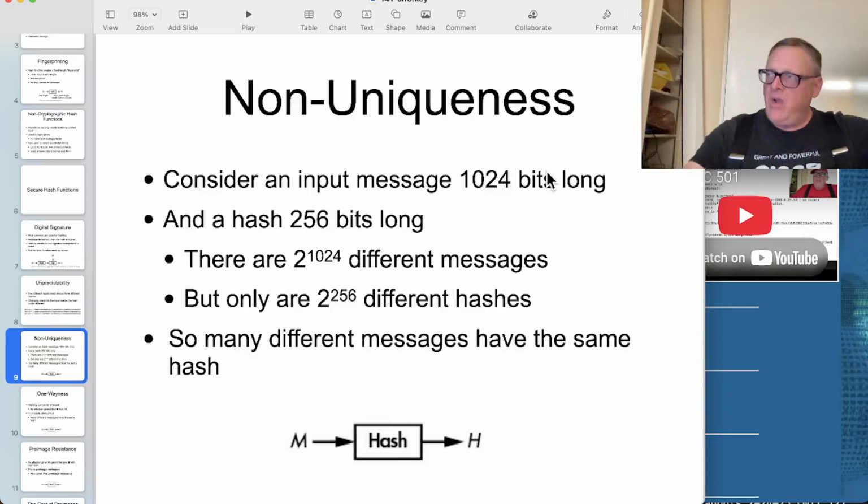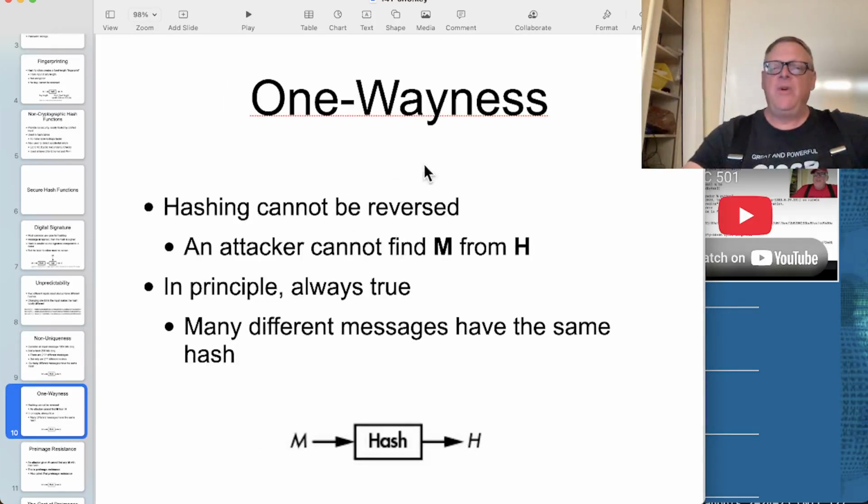All right, now the problem with hash functions is, in principle, none of them are really unique because the message can be long. Suppose the message is 1024 bits long and the hash is 256 bits long. Well, then there are 2 to the 1024 messages and 2 to the 256 hashes. So clearly, there are not enough hashes to have a separate hash for every possible message, not even close. There are many messages that hash to the same hash value, in principle. But what you want is for finding one to be hard.